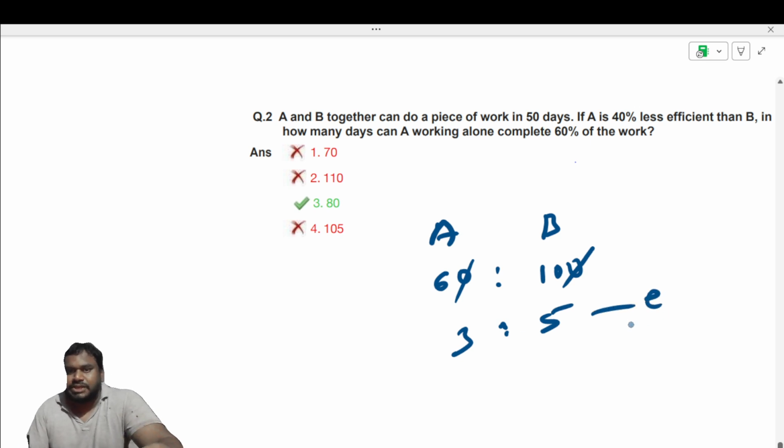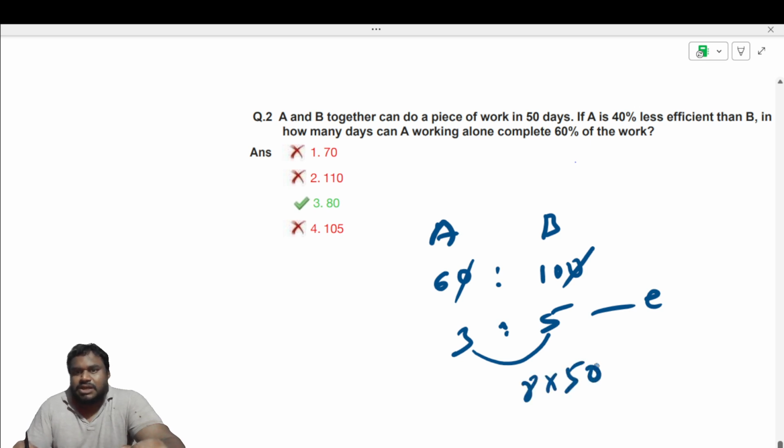It is directly not the days. So you got the efficiencies. And they're working together and can complete the work in 50 days. It means 8 into 50. This is equal to 400 parts of work has to be finished. But how many days can A working alone complete 60% of the work? See, we don't need 100% of the work. We need only 60%. If 10% is 40, then 60% will be 240.